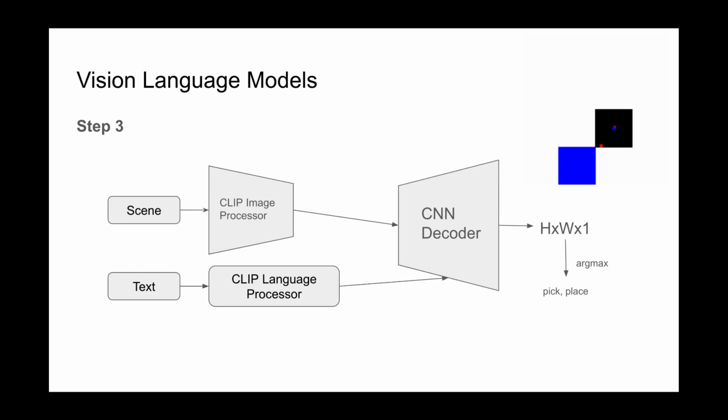And using these two, I pass it through multiple convolutional layers, which finally end up generating an embedding which is of the same dimension as the scene, and each value in the result is like a probability that this pixel is the pick or the place location, and then we can take the maximum of them to generate pick and place locations.